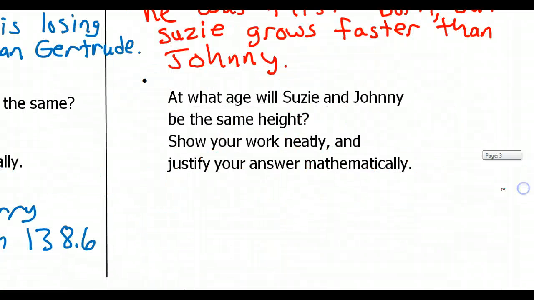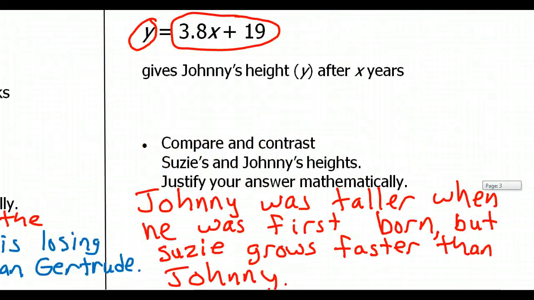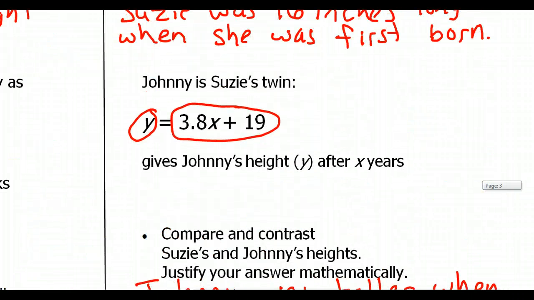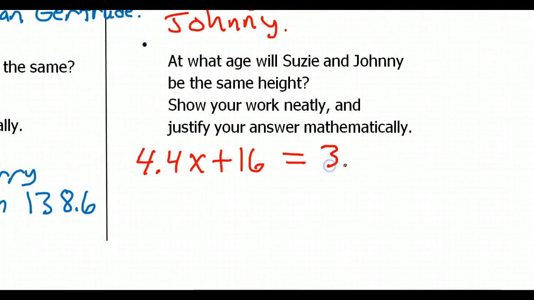4.4x plus 16. Alright, that's Susie's height, but Susie's height should equal Johnny's height, 3.8x plus 19. Please write this down. You're going to be handing these papers in, so please make sure to write this down. In fact, put your name on your paper right now before you forget.